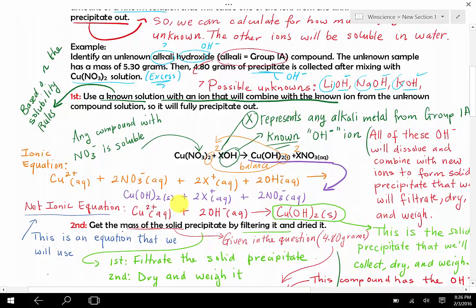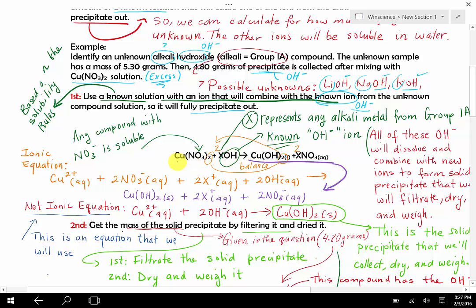The first step is, if you were designing an experiment, you would use a known solution with an ion that will combine with the known ion. In this case, the known ion of the unknown sample is OH-. So whichever ion bonds with OH- to form a precipitate is going to cause all this OH- to fully precipitate out. That way we can collect it as a solid. So here is an example of a known solution that we can use to react with an alkali hydroxide to form a solid precipitate that we can collect.